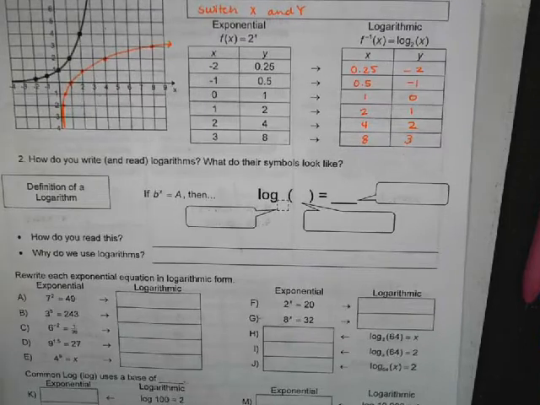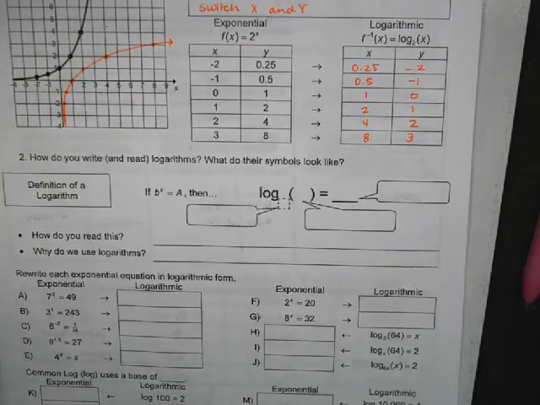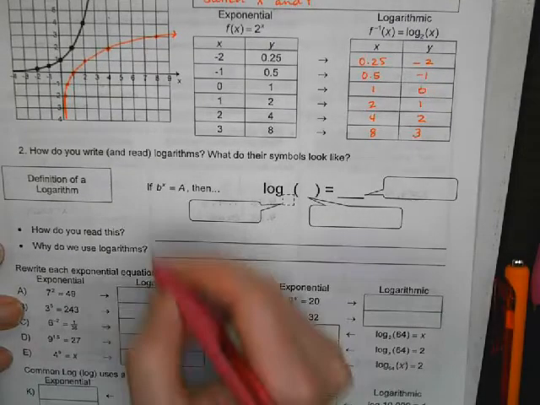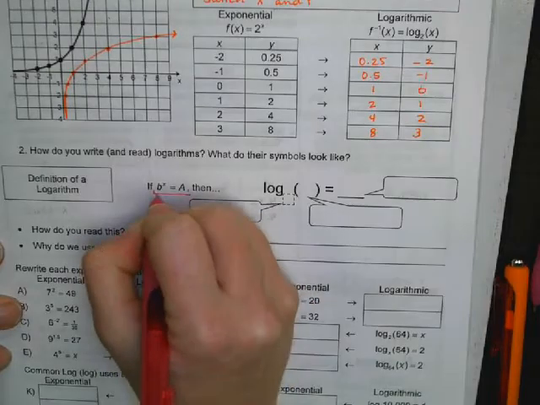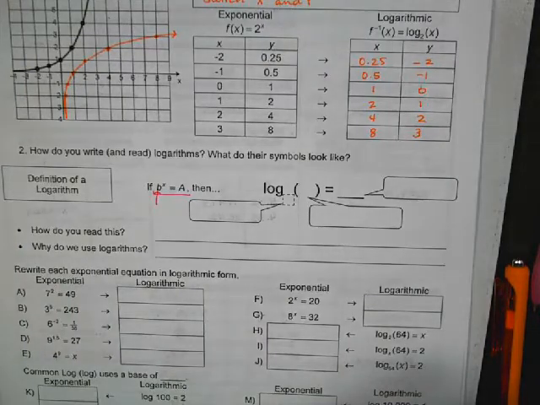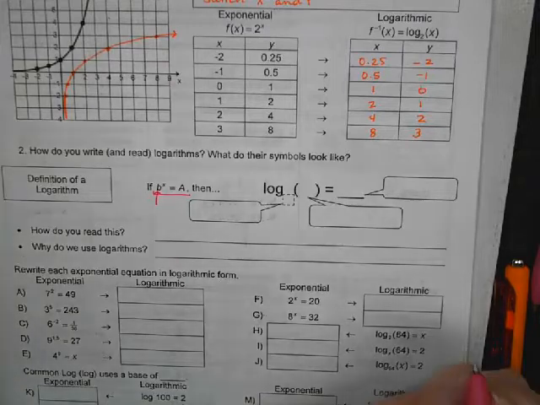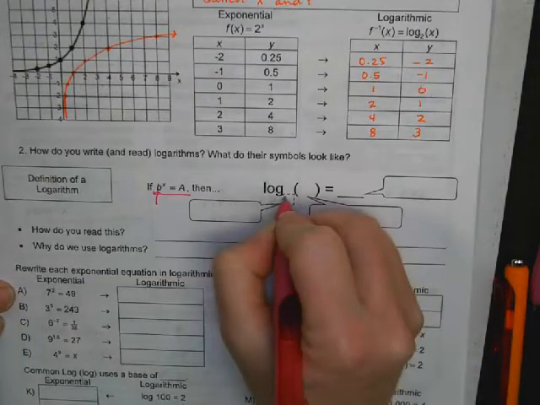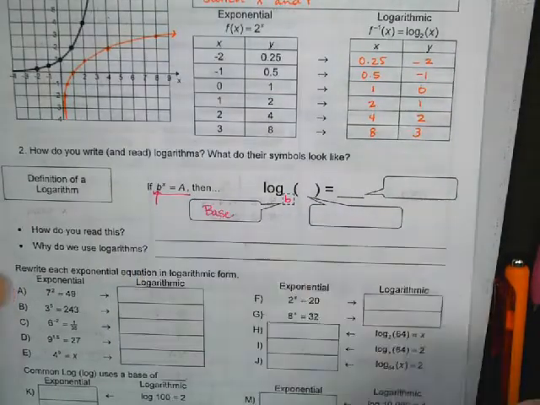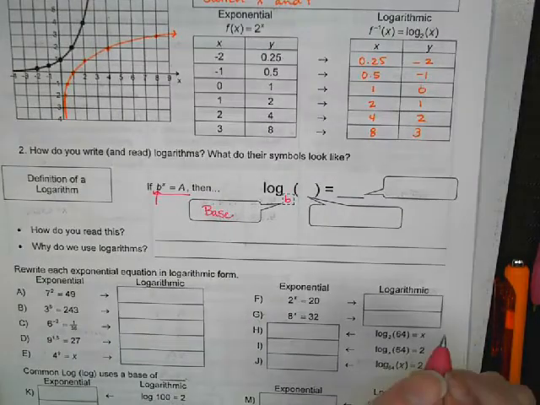All right, so then it asks how do you read and write logarithms and what do their symbols look like. So looking at the exponential that they wrote first, what do we call this piece that the exponent is attached to? Coefficient? Coefficient is in front of a variable. The base? The base. Anything that an exponent is attached to is called the base. It is still called the base, but on the logarithm it's going to be down below the line. So the base is the base is the base.